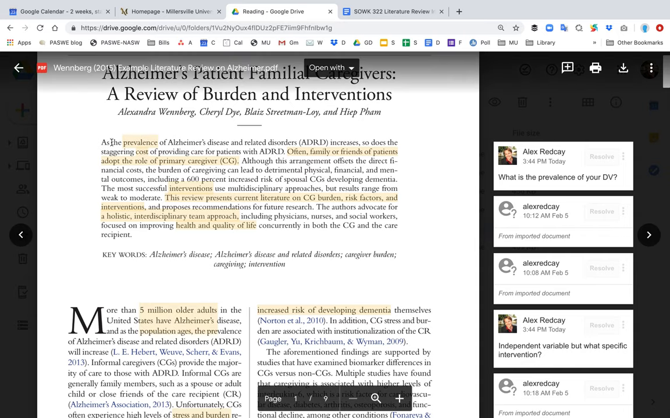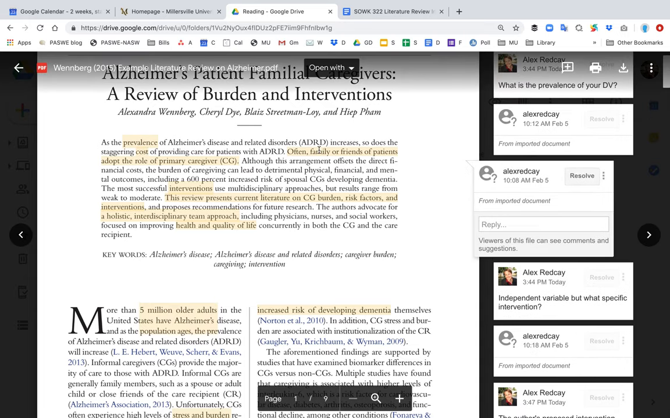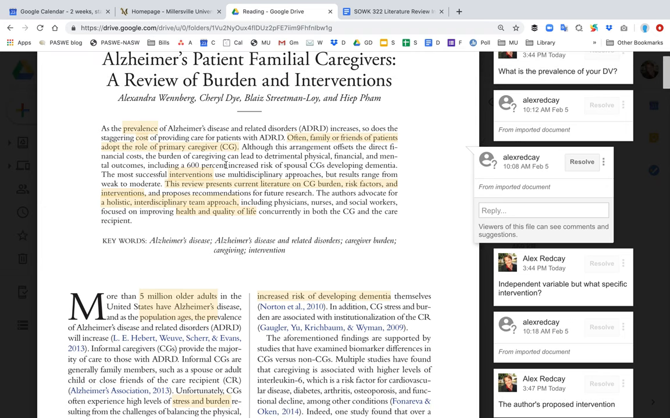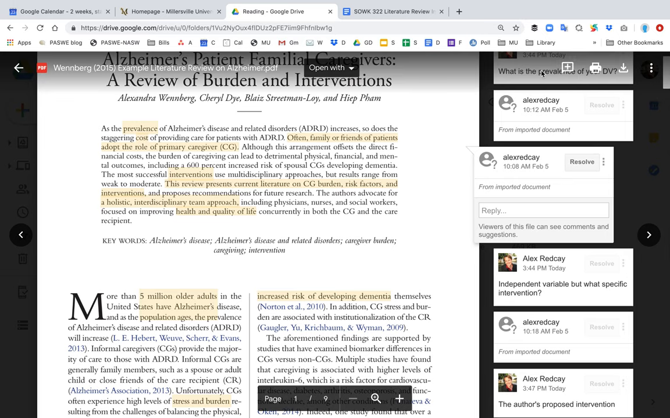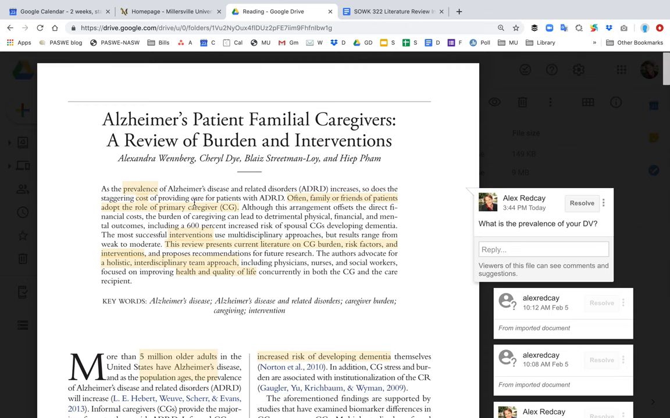Here the opening sentence in the abstract basically says, as the prevalence of this disease increases, so does the cost. And then it identifies the population that it impacts. So family and friends of patients are the primary caregivers for someone with this disease. The paper says prevalence, but it didn't actually say what the prevalence is, so we have to keep reading to figure that out.